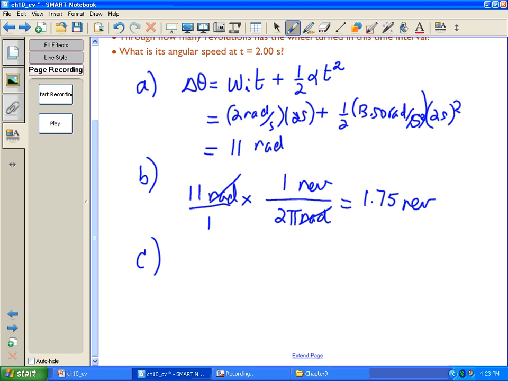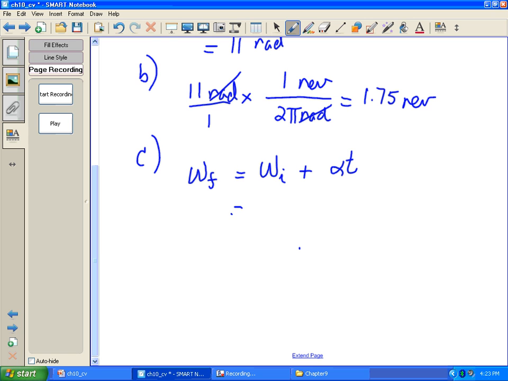The last part says, what is the angular speed at t equals 2 seconds? So they want omega final. If we look at the equations we have available, omega final equals omega initial plus alpha t. That seems to be the most straightforward and reasonable. We make a substitution, 2 rad/s plus 3.5 rad/s² times 2 seconds, and that gives us 9 rad/s.